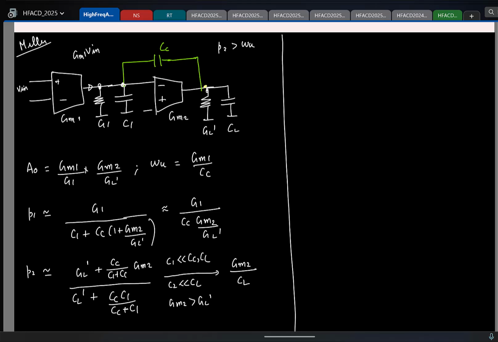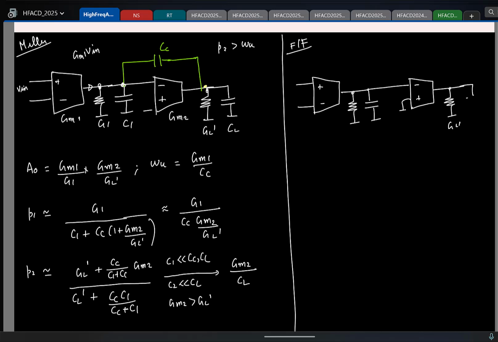So let's summarize that also. So let me first sketch this two-stage structure. So this is first stage, second stage. They'll call this GL prime, CL prime, G1, C1, GM1, GM2. So in the feed forward compensation, we wanted to introduce a left half plane 0.